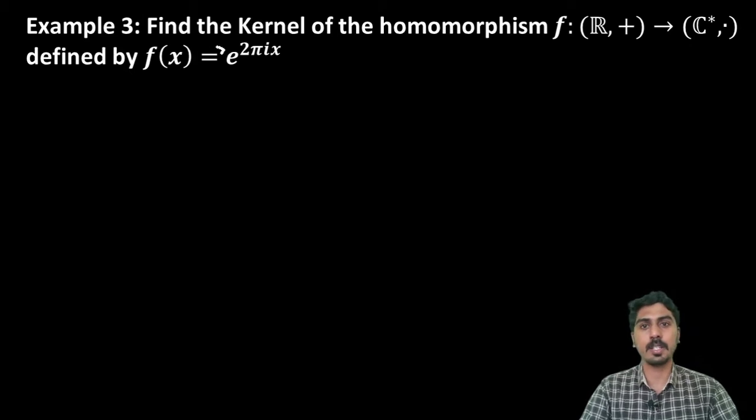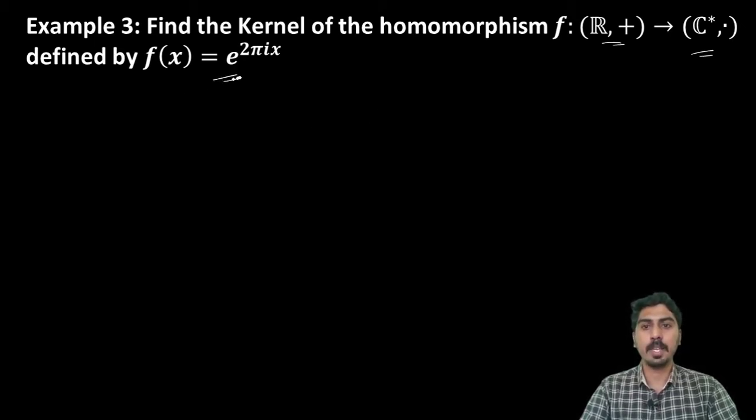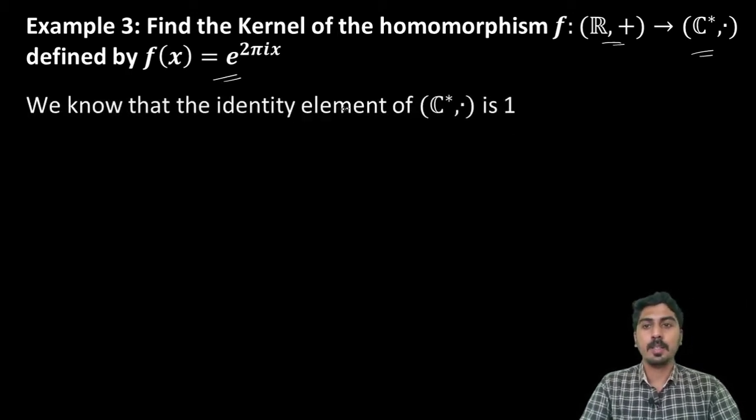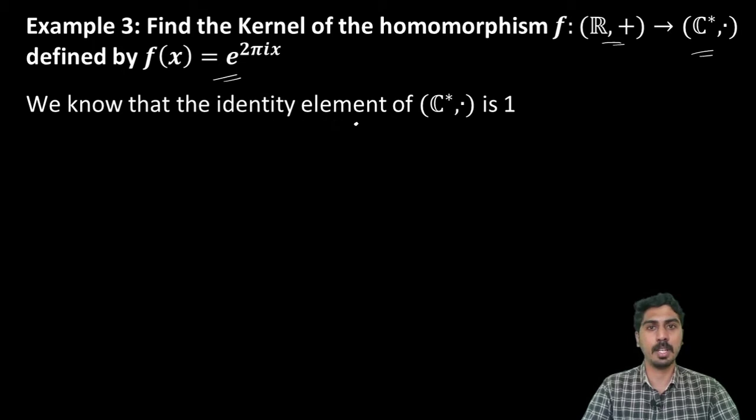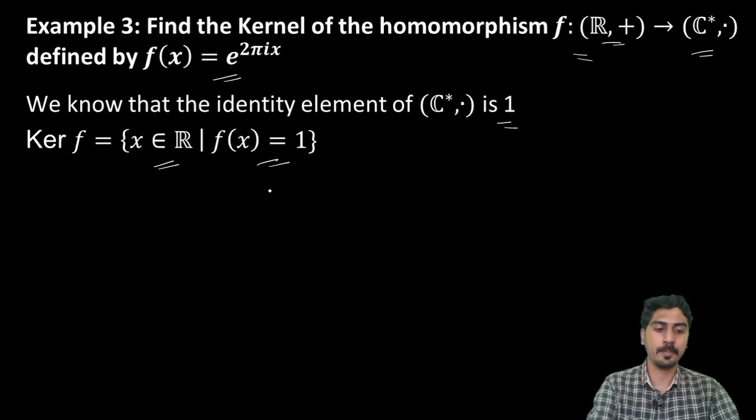Now consider the next example. Find the kernel of the homomorphism f from additive group of real numbers to multiplicative group of non-zero complex numbers defined by f of x equal to e power 2 pi ix. First, to find out the kernel, we should know the identity element, which is 1. So the kernel is given by x belongs to domain R, where f of x equal to 1. I should find out all those elements in R for which f of x will be equal to 1.